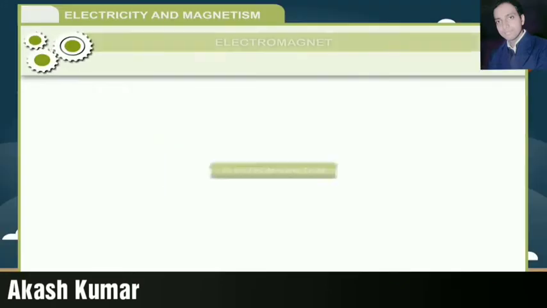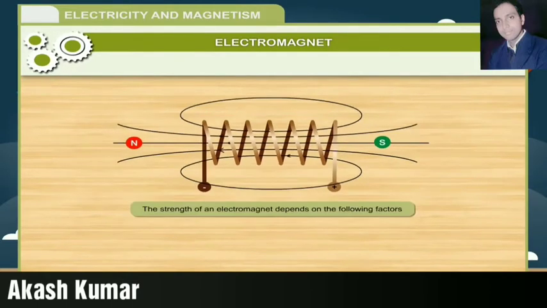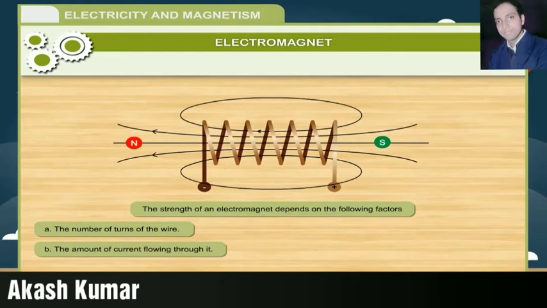Electromagnet. An electromagnet is a temporary magnet formed by inserting a soft iron bar within the current-carrying solenoid. The strength of an electromagnet depends on these factors. A. The number of turns of the wire. B. The amount of current flowing through it. C. The nature of the core material.